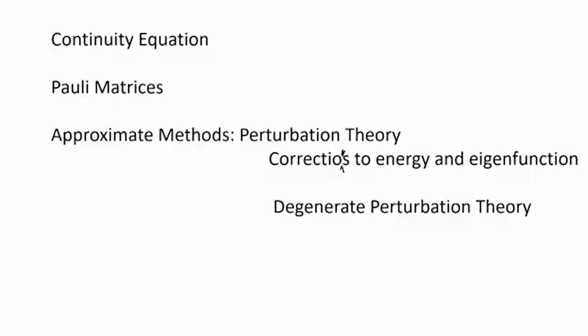And then we will get ahead with a new topic called approximate methods in quantum mechanics, which involves learning perturbation theory and the corrections to energy and eigenfunction. We will talk about non-degenerate perturbation theory and then degenerate perturbation theory and apply it to a few examples. And then probably go over to the time dependent perturbation theory. This what I am talking about here is a time independent perturbation theory.